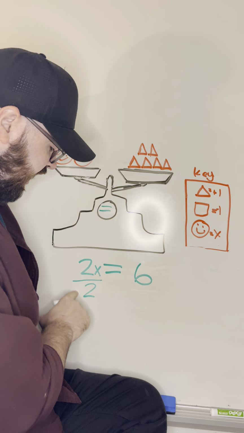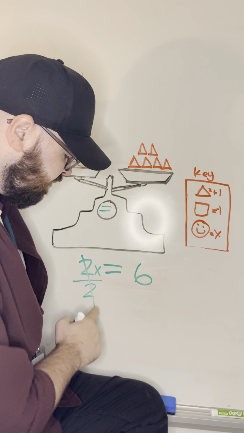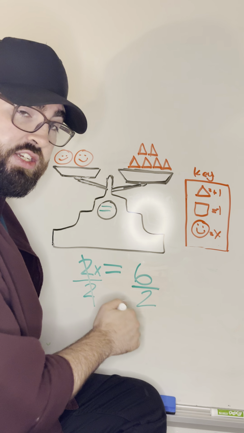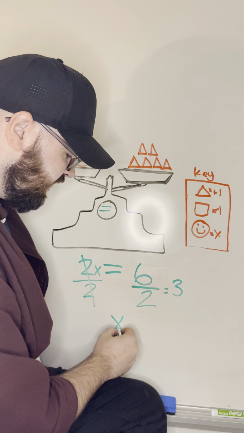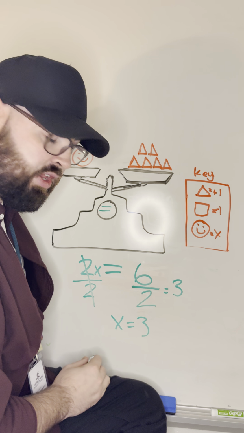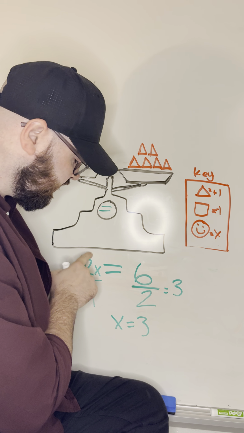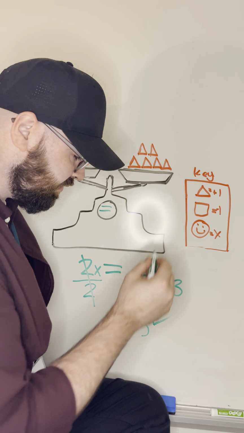So I divide out this 2, it goes away. x is now by itself, but I have to do the same thing on this other side. So I divide 6 by 2, I know that equals 3. So I say x equals 3, and checking my answer, I plug this 3 back into the equation and say 2 times 3 equals 6. I know that's right, so bam, there's my answer.